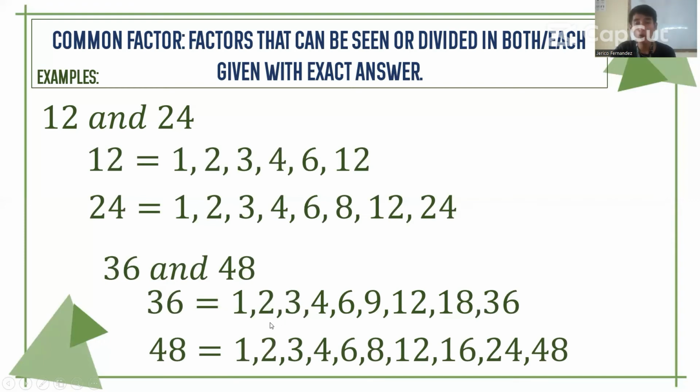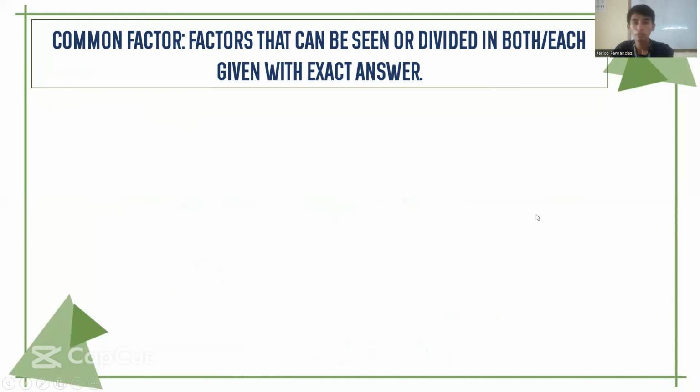Ngayon, tingnan natin, ano yung common or pareho sa factors nila? That's common factor. Ano yung common? We have 1, 2, 3, 4, 6, wala namang 9 and 8, 12. Ayun lang. Ganun din. Okay? So, those are the common factors ng numerical value or ng constants.